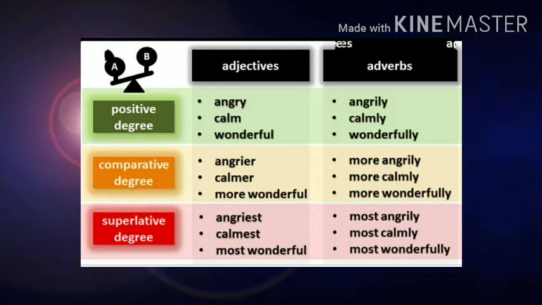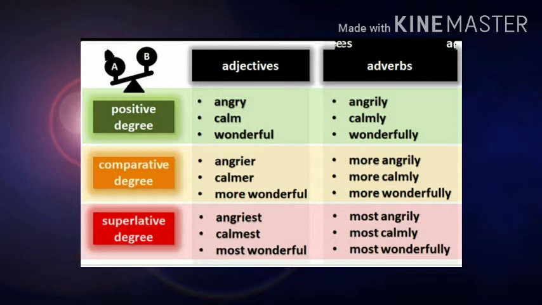For example, angriest will be the adjective, and in adverbs, it will be most angrily. When it comes to calmest as an adjective, it will be most calmly as an adverb. And when it comes to most wonderful in adjectives, it will be most wonderfully in adverbs. So these are the few words where you have to concentrate according to the adjectives and adverbs that are used in your degrees of comparison sentences.